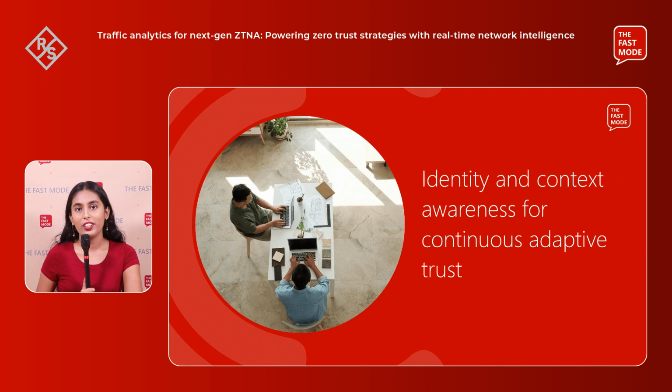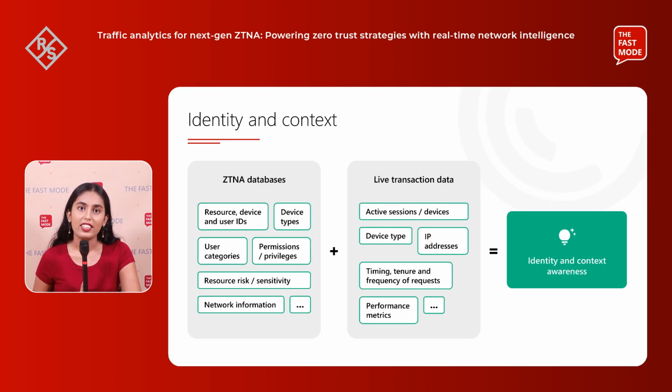Okay, so back to the concept of continuous adaptive trust. How does continuous adaptive trust establish the trustworthiness of the user at every moment? Well, it leverages real-time identity and context awareness. The identity and context of a request is determined by matching information in ZTNA databases with real-time transaction data.